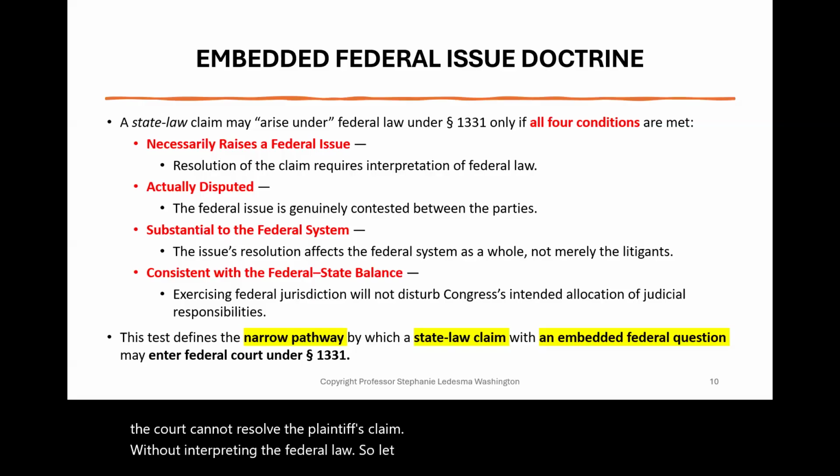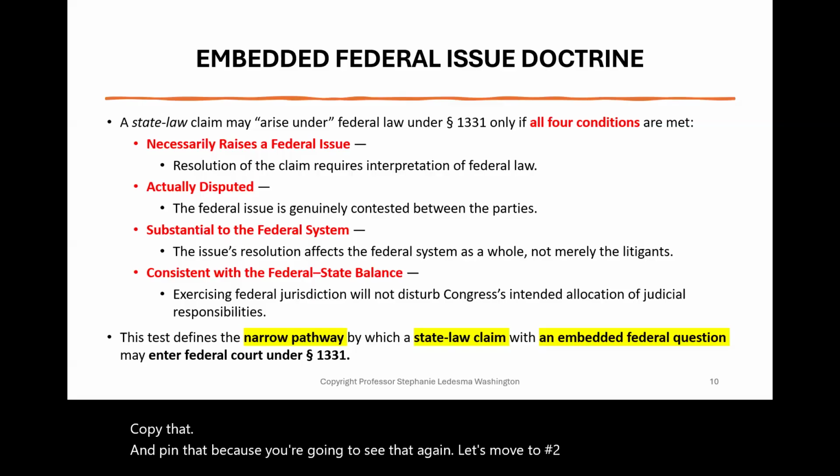So let me say that with some clarity. The court cannot resolve the plaintiff's state law claim without first interpreting federal law. If the case can be decided entirely on state law grounds, there's no federal question jurisdiction. Copy that and pin that, because you will see that very idea exercised in Gunn v. Minton. Copy that and pin that, because you're going to see that again. Let's move to number 2.